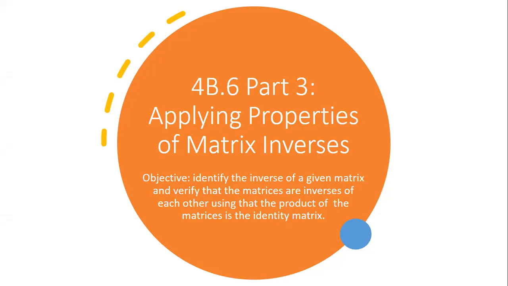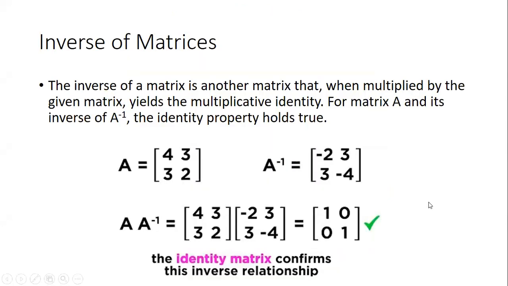All right, so part 3. It wants us to identify the inverse of a given matrix and verify the matrices are inverses. Okay, it's gonna go real fast, real quick. How do you verify? You just multiply them.